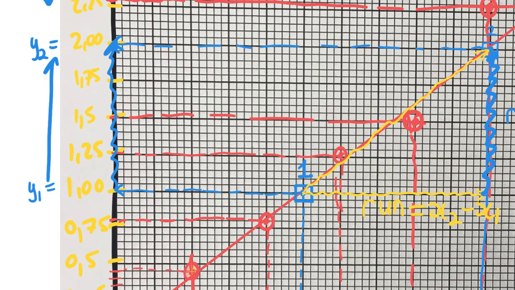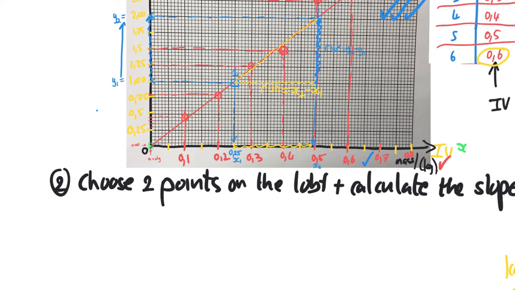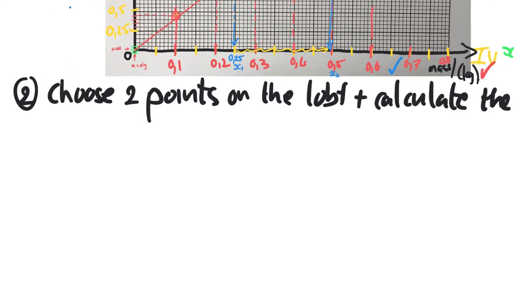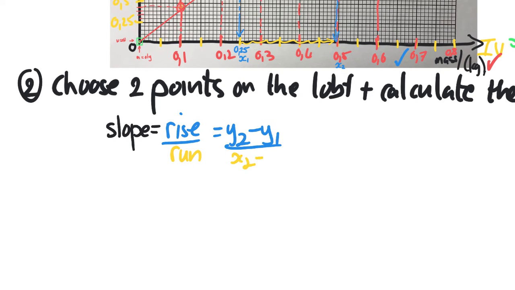Now we're going to use the slope. Please note, this is a formula you need to learn. You're not going to be given it, okay? So we're going to use slope is rise over run, which you could also write as y2 minus y1 over x2 minus x1. It doesn't matter which one of those you use, but you've got to use one of them.